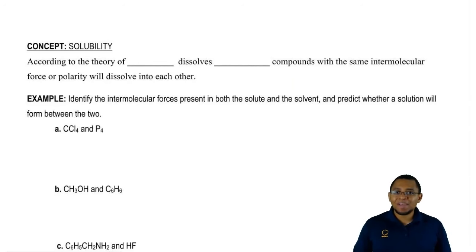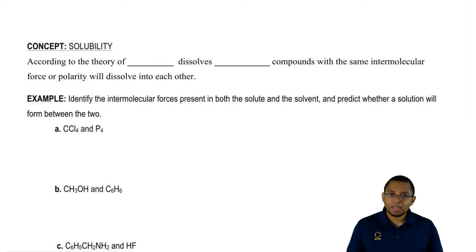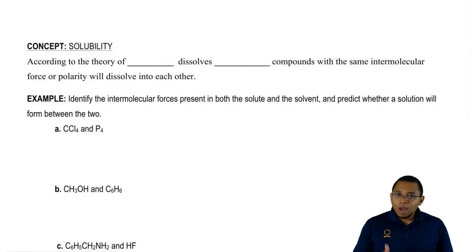Why was it so important that we identify a compound as polar or nonpolar? Well, because compounds with the same intermolecular force or polarity will dissolve into each other to form a solution. If you have a polar and a polar, they're going to mix together well. If you have a nonpolar and a polar, their polarities are different, so they won't be able to dissolve into each other to form a solution.